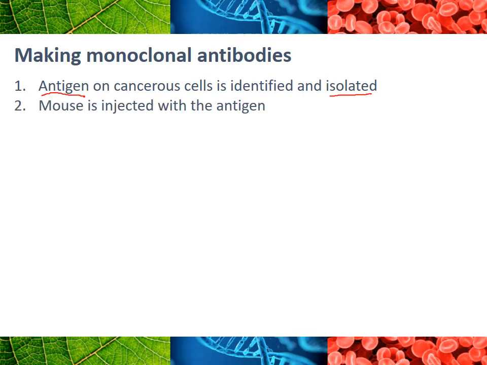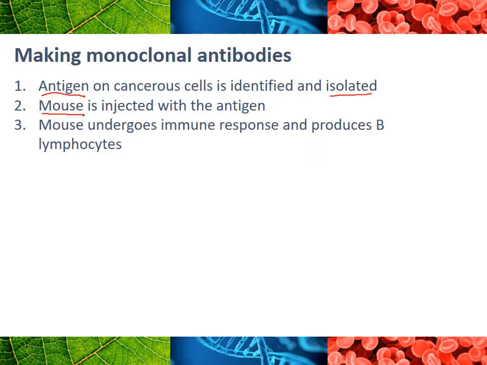Those antigens are now injected into a mouse. Okay, so almost like a vaccination. If you think about a subunit vaccination, a mouse is vaccinated with the antigen of this cancer cell. Now, hopefully you're thinking ahead, what will a mouse or any mammal or organism do if injected with an antigen? It will go through an immune response.